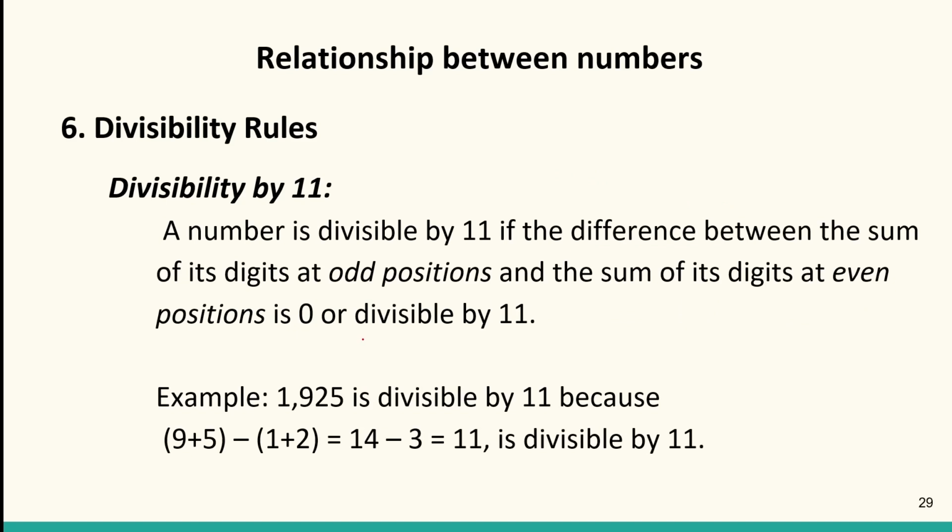And let's see the divisibility by 11. A number is divisible by 11 if the difference between the sum of its digits at odd positions and the sum of its digits at even positions is 0 or is divisible by 11. So for example what you can see here is 1925. Is it divisible by 11? So let's see. What we did was we took the even position digits, 9 plus 5, and the odd position digits, 1 plus 2.